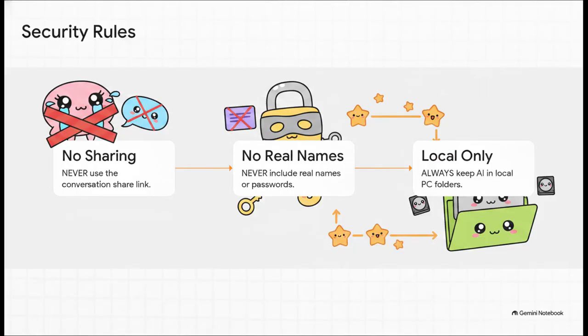And because this clone is literally learning your deepest habits, your routines, and your decision-making processes, strict security is absolutely non-negotiable. There are 3 ironclad rules here. Never, ever use the conversation share link function, never include real names, client details, or passwords in your data, and always keep the AI strictly confined to your local PC folders. You have to keep this data locked down to prevent any leaks.